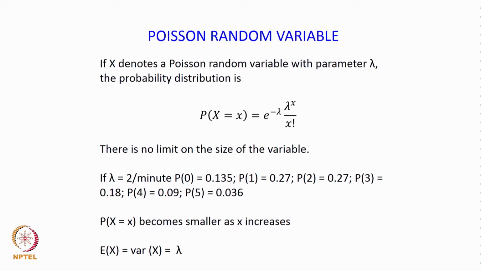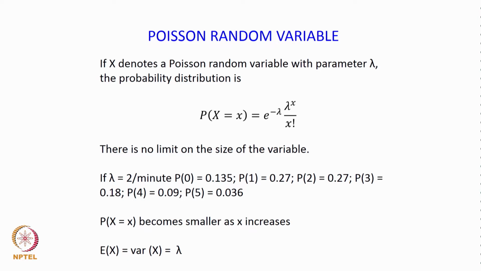For example, if lambda is 2 per minute, say we say that people arrive at the rate of 2 per minute, then the probability of 0 people arriving is 0.135, which comes from e to the power minus lambda, lambda power x by x factorial. The probability of 1 person coming in the interval is 0.27. That is got by e to the power minus lambda, lambda to the power 1 by 1 factorial, where lambda is equal to 2. The probability of 2 people coming in the interval is 0.27.